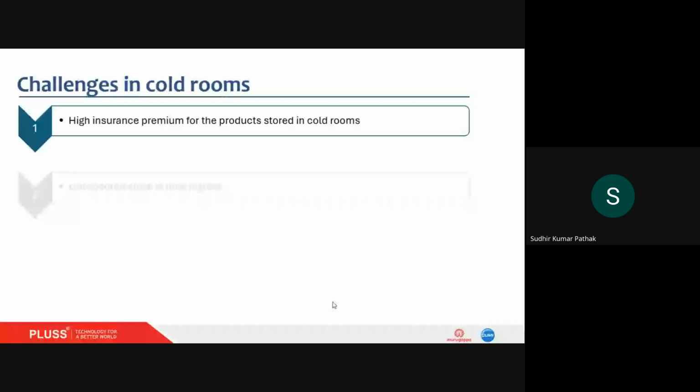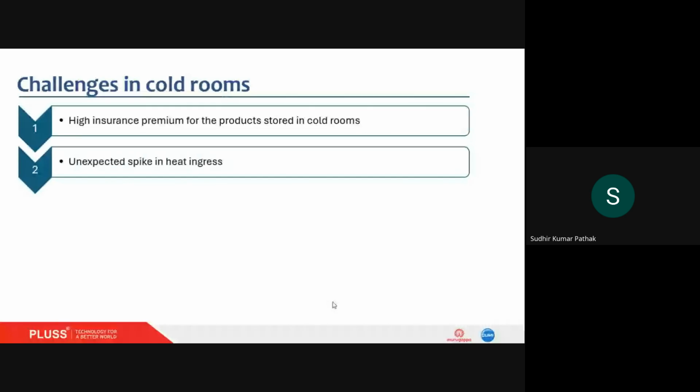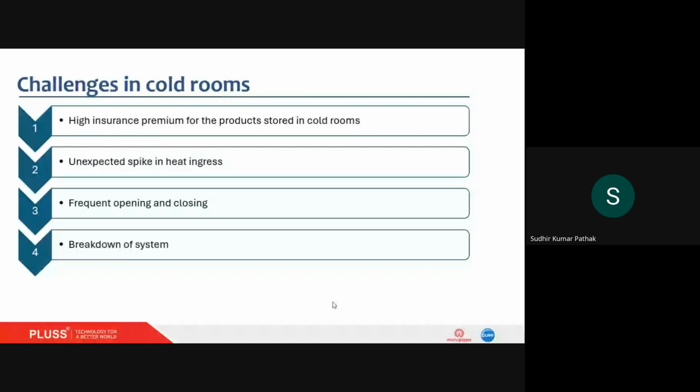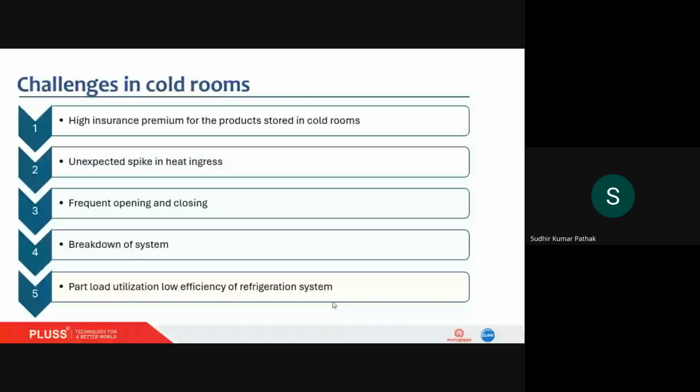Next is the unexpected spike in heat ingress due to fluctuations in the environmental conditions and frequent opening and closing of doors just to store and to release the products. And then the breakdown of the system. Many types of breakdowns can occur in cold rooms that will also hamper the integrity of the product, and there is the part load efficiency of the refrigeration system, because we already know refrigeration systems have very low efficiency and their consumption is very high.